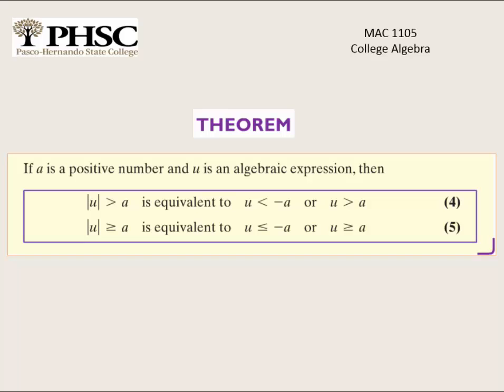So here's the theorem. If a is a positive number and u is an algebraic expression, then the absolute value of u is greater than a is equivalent to u is less than negative a or u is greater than a. The absolute value of u is greater than or equal to a is the same thing as saying u is less than or equal to negative a, or u is greater than or equal to a.